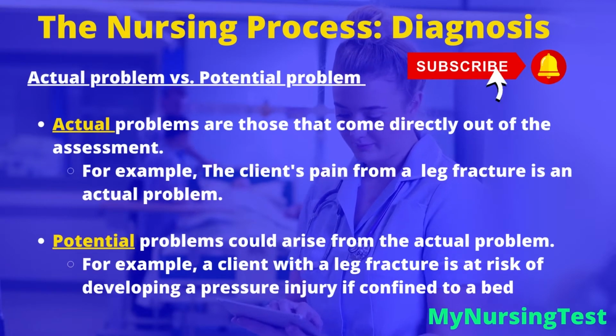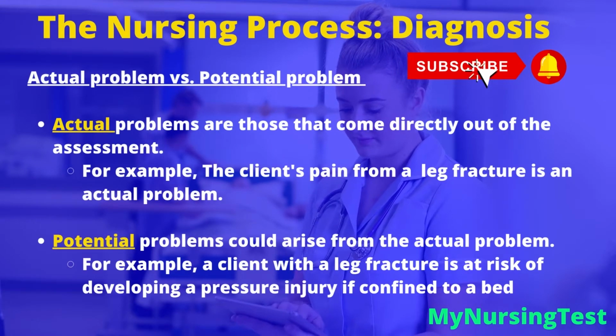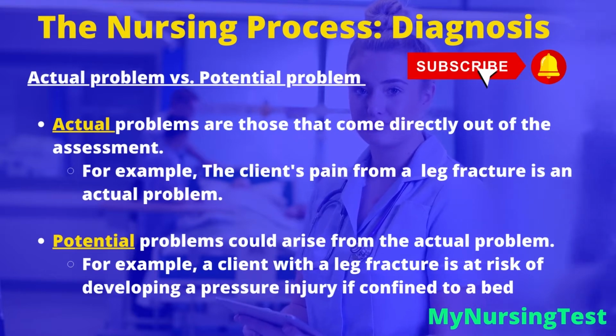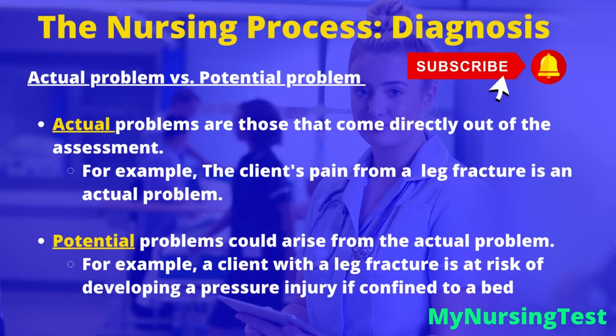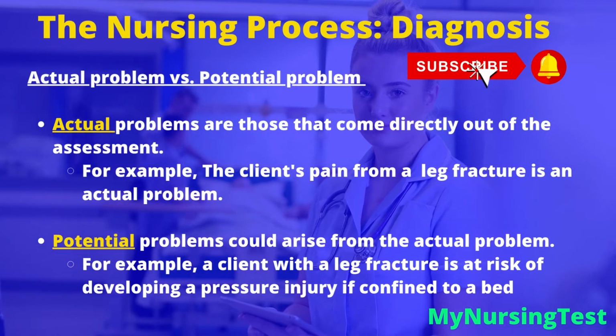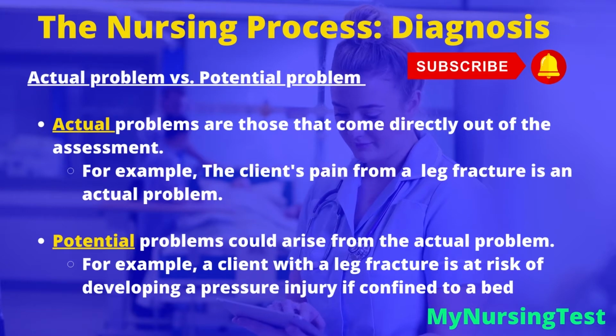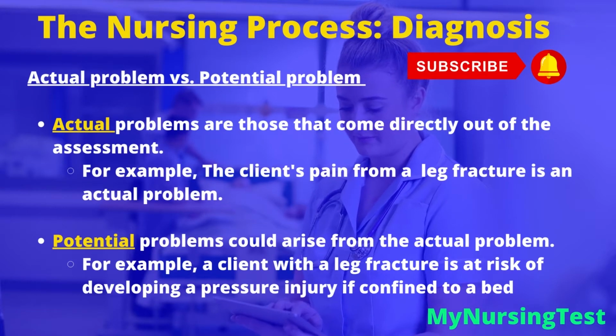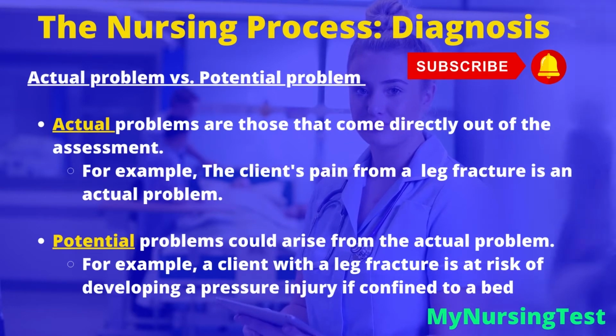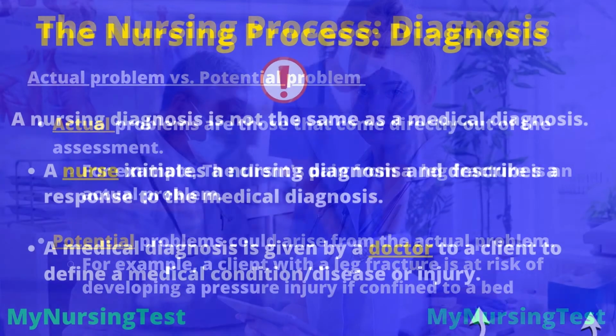Let's discuss what an actual problem versus a potential problem is. The actual problems are those that come directly out of the assessment. For example, the client's pain from a leg fracture is an actual problem. On the other hand, potential problems could arise from the actual problem. For example, a client with a leg fracture is at risk of developing a pressure injury if confined to a bed.